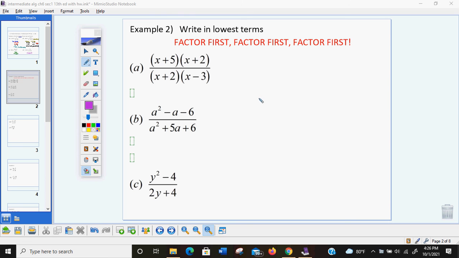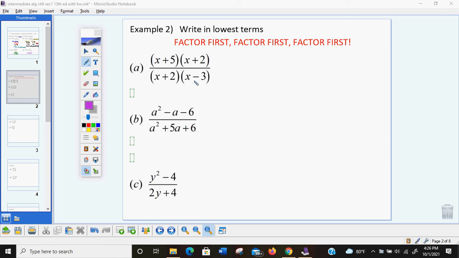Let's look at example 2. This one says write each one in lowest terms. I'm going to tell you the main thing for this section. Factor first, factor first, factor first. Don't cancel anything until you have factored. When we go to reduce something, they have to be exactly the same to reduce, okay, when we're talking about parentheses.